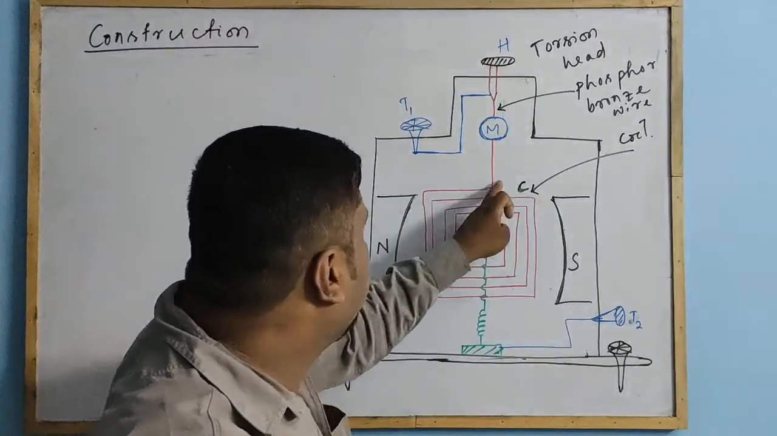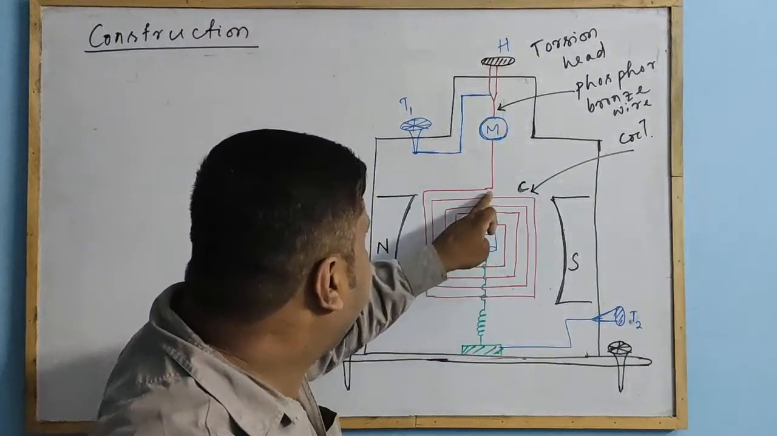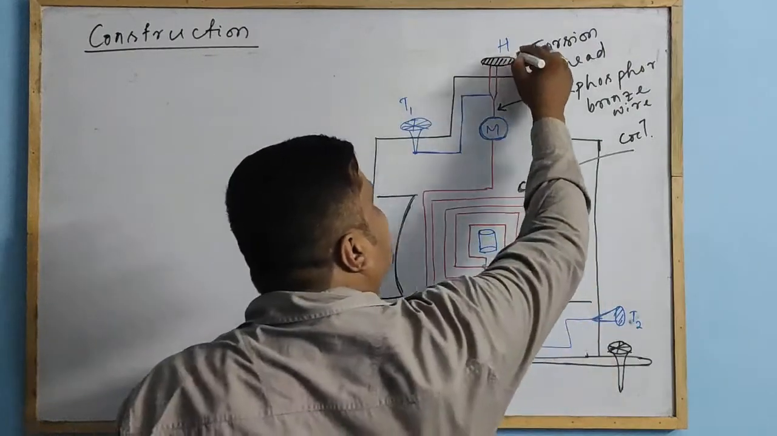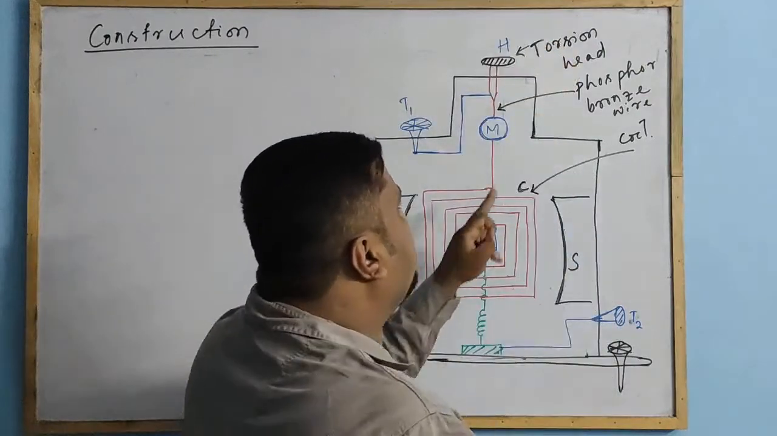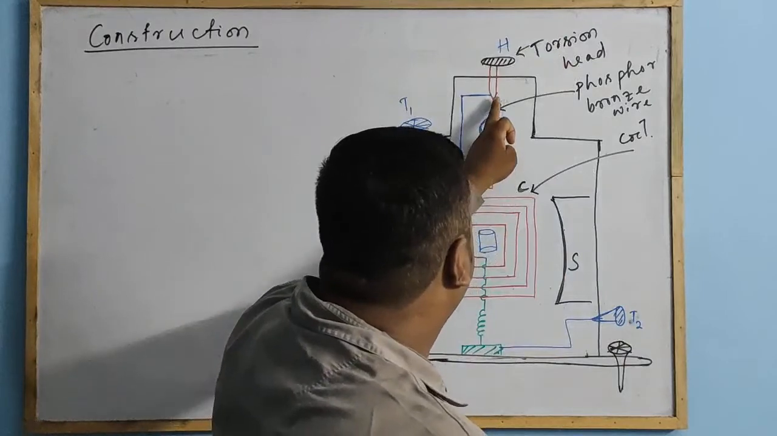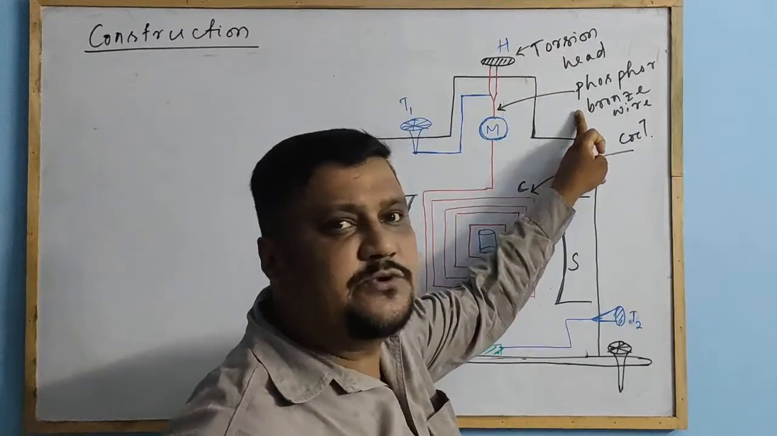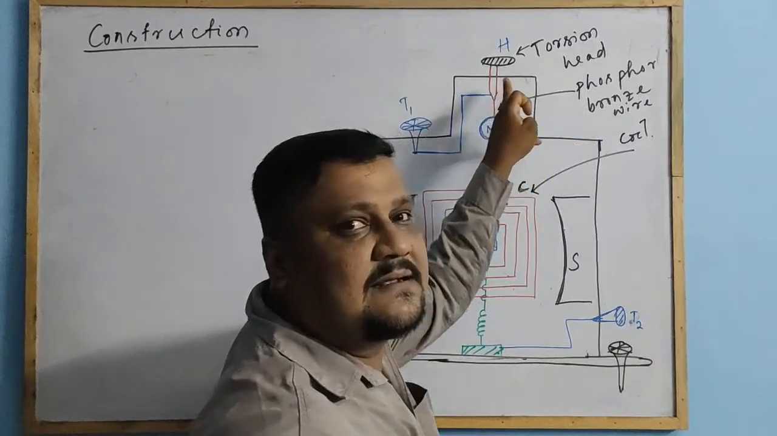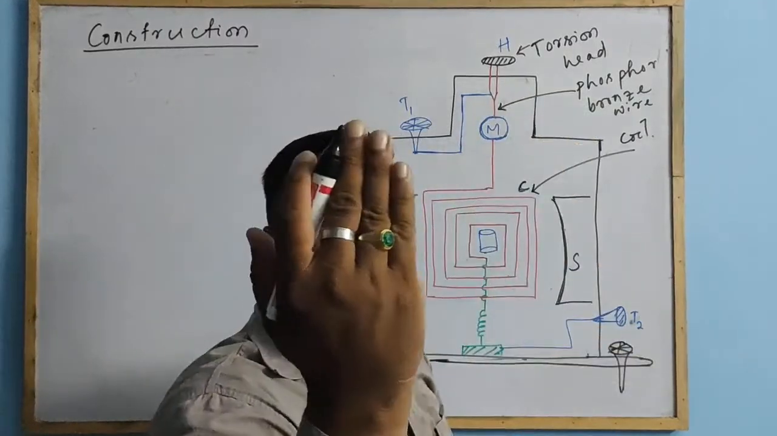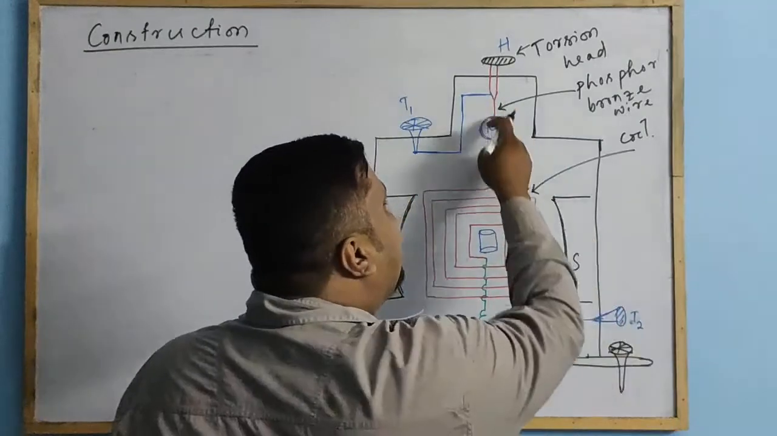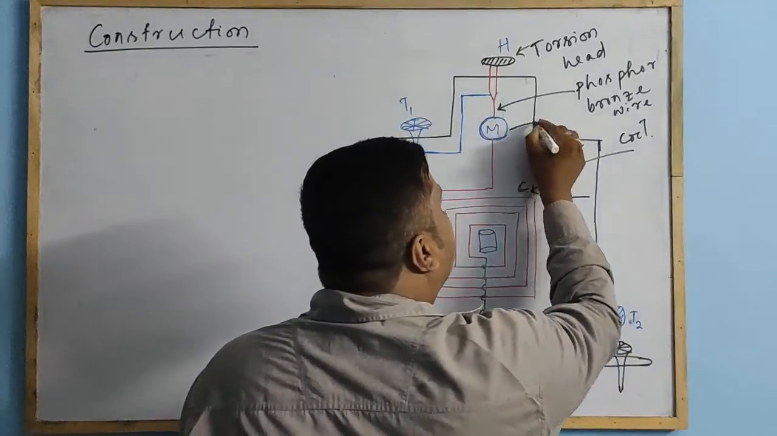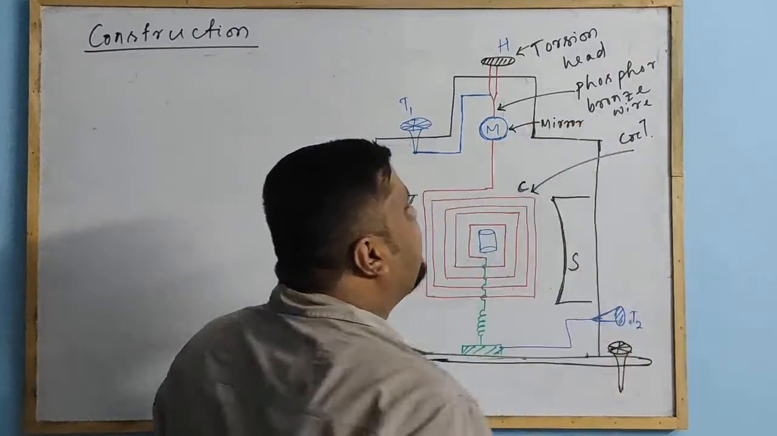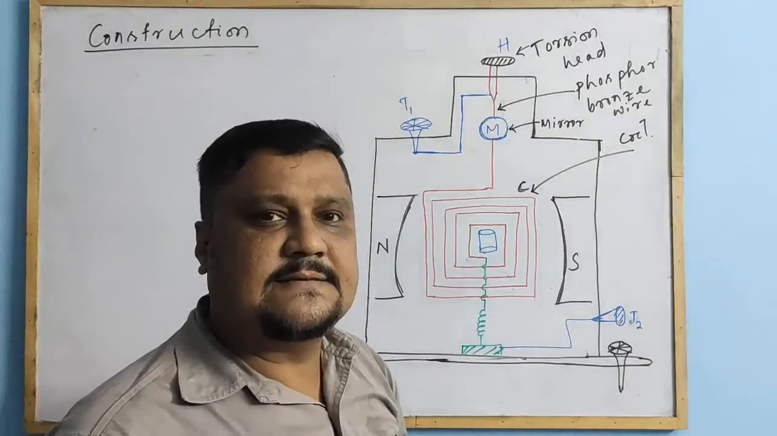There are two ends of the coil. One end of the coil is connected to the torsion head by this phosphor bronze wire. And a mirror is attached to the wire. So this one is the mirror. A mirror is attached like this.